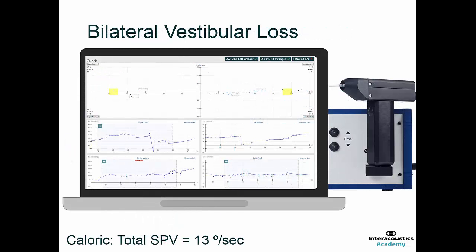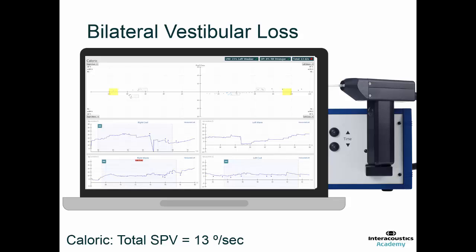The second case example which I'll present is a patient who had bilateral vestibular loss. Typically, we would use a total slow phase velocity response of less than 22 degrees per second to indicate that there's a bilateral vestibular deficit. But the caloric test is not the most robust test for detecting a bilateral weakness, and it's always recommended to perform some testing at different frequencies. That could be an ice-water caloric, a rotary chair test, or a video head impulse test.